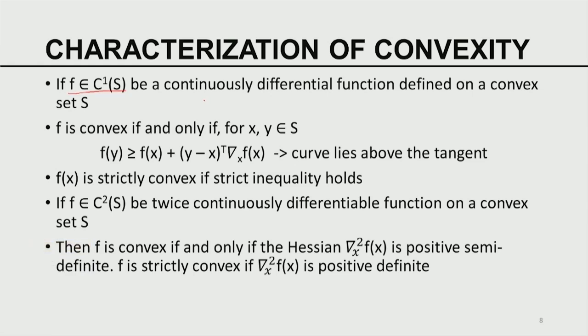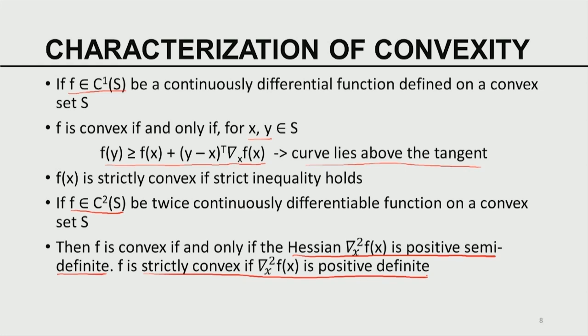A C1 function is said to be convex if for any two x and y, f of y is greater than or equal to this. The curve lies above the tangent. Okay, that's an equivalent definition. If on the other hand f is in C2, twice differentiable continuous functions, then f is convex if and only if the Hessian is positive semi-definite. It is strictly convex if the Hessian is strictly positive definite.